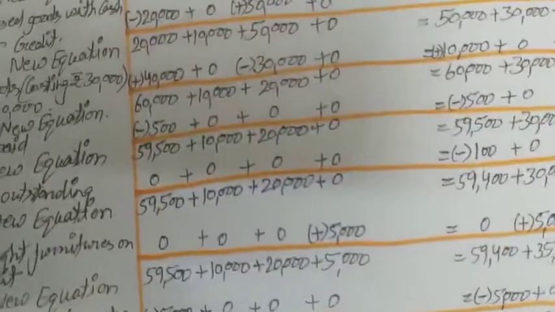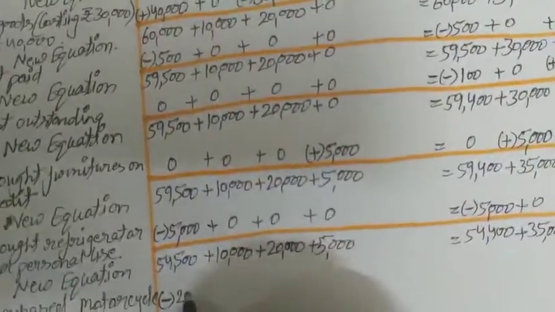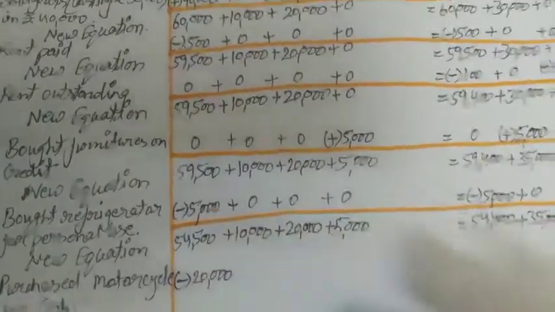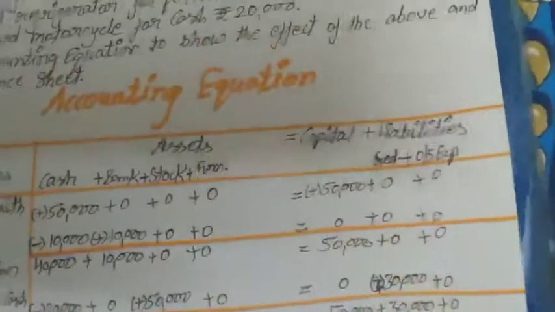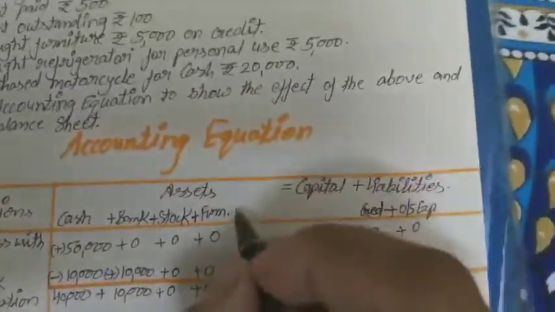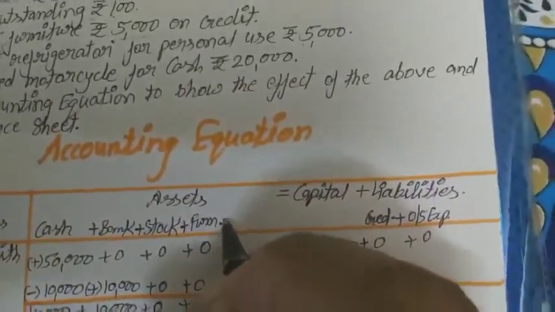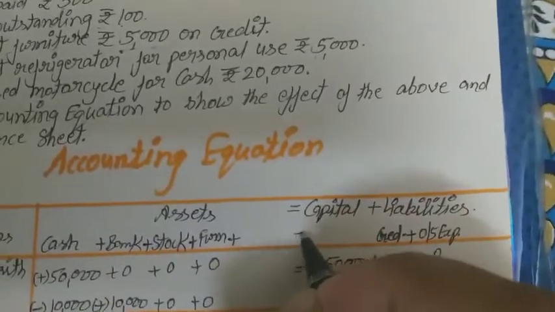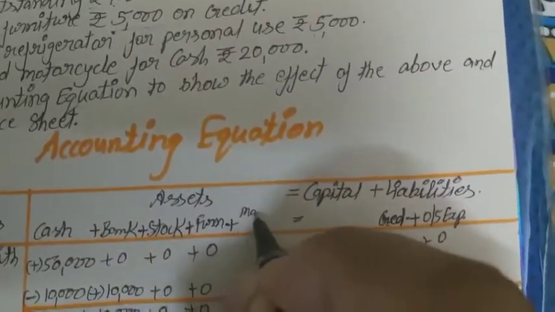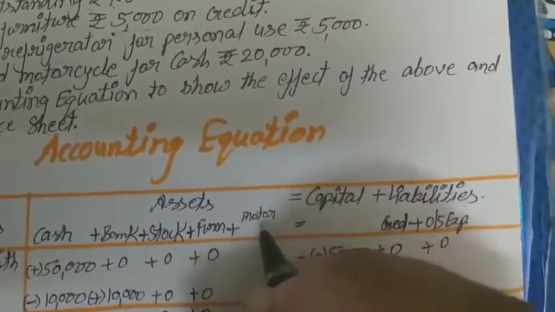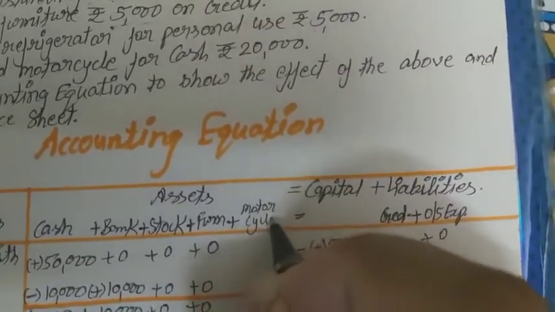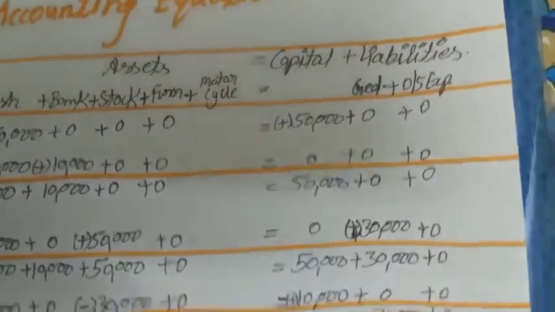So it is purchased in cash, 20,000 rupees. So 20,000 will subtract from the cash. Our cash will be minus 20,000 rupees. And motorcycle, it is for business use, so one more head will be there, motorcycle. Okay, motorcycle, it is for business use.